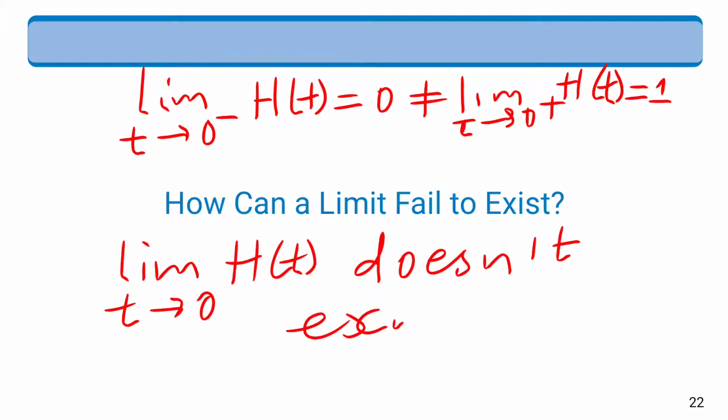So this is the first case that we got previously. But today we want to look at other cases where the limit also fails to exist. Here we conclude that once the two-sided limit, the left and the right, are different, then we can conclude that the limit does not exist as t approaches the point that we are interested in.